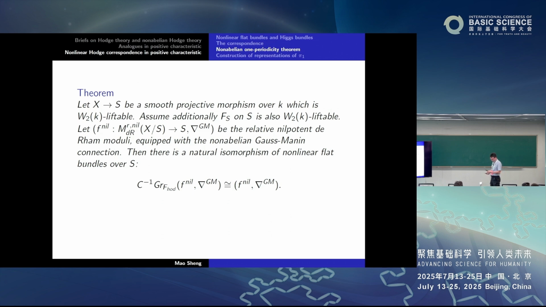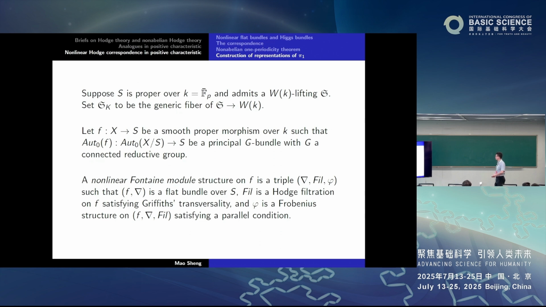So I think I still have 4 minutes. I can say one more recent result about the construction of representations of pi1. This is really some expected theorem, work in progress. So suppose S is a proper scheme over the algebraic closure of the finite field, and we assume the scheme is lifted to W, a ring, and then we start with a smooth morphism with the assumption that the relative automorphism is a principal G bundle.